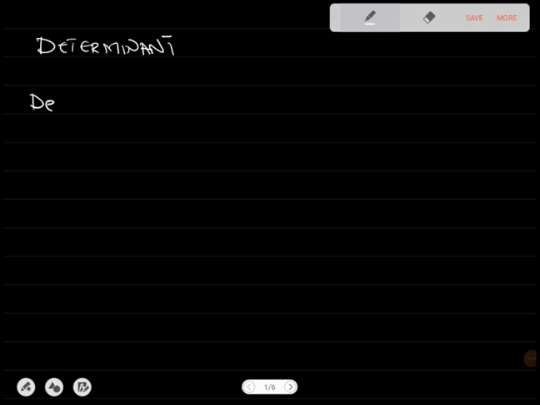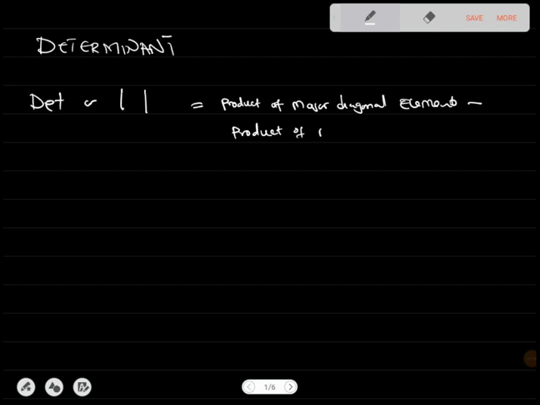The determinant is denoted by det, or sometimes they use bars like this. It means the determinant is just equal to the product of major diagonal elements minus the product of minor diagonal elements. But what do we mean by major diagonal and minor diagonal elements?